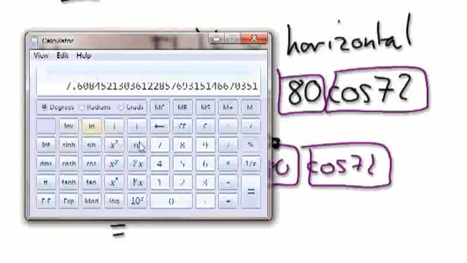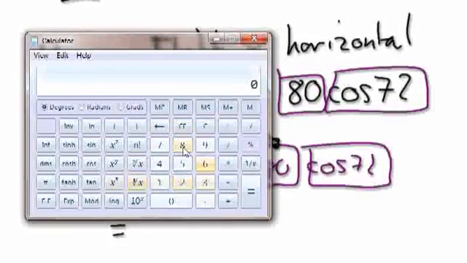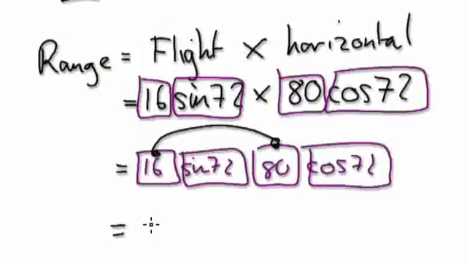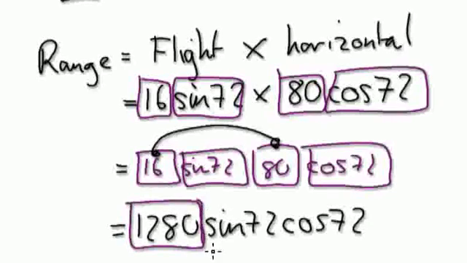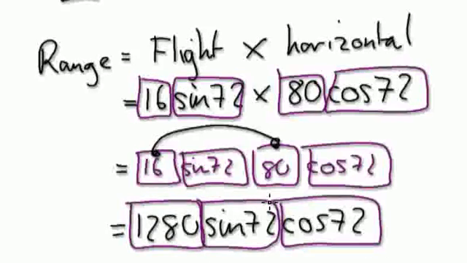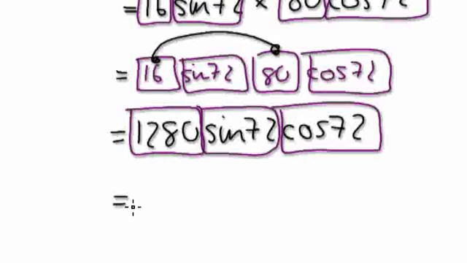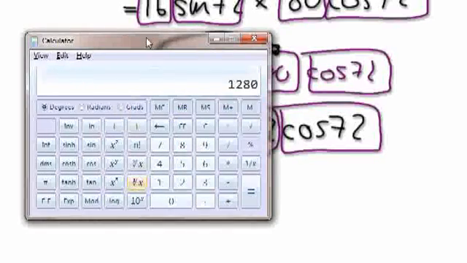So what's that? Calculator, clear. What was it? 80 times 16 equals this, 1280, was it? Yeah. And then now this times this. So it's just sine 72 cos 72. So at the moment it's this times this times this. So that will give you the range. But this is useless. So let's turn it into a number, and then hopefully we can answer our question: if your enemy is standing 500 meters away, would you be able to hit that person?